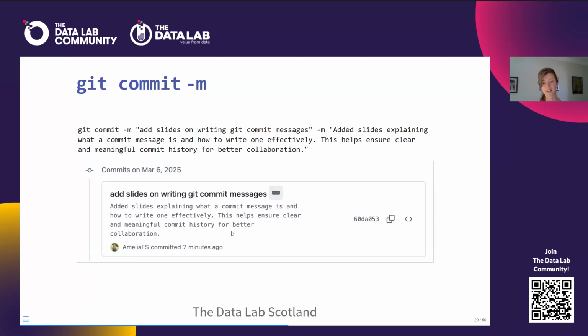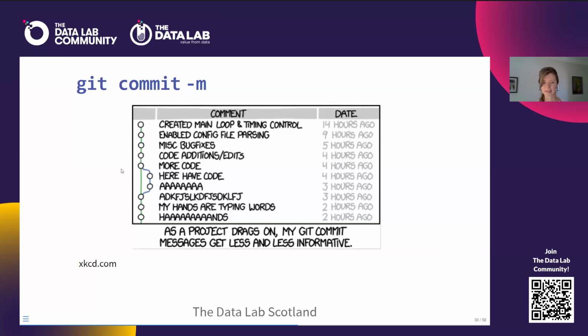So yeah, having good commit messages really helps you when you look back over your project, or if you're working with other people, you can quickly scan their git commit messages and see what they've done. So it's good practice to get into. This is an example of maybe things to try and avoid when you're writing git commit messages. Maybe it starts off with good intentions and then it kind of gets less and less informative. So that's something to try and avoid.